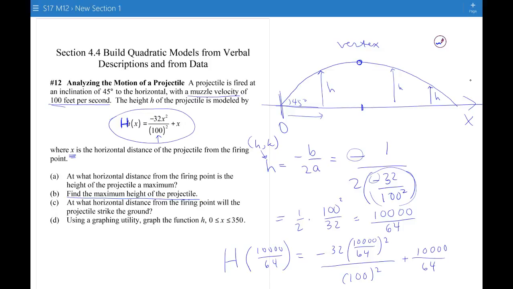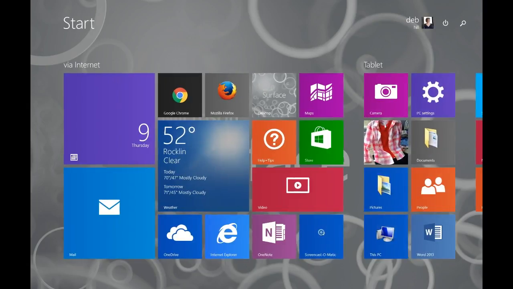Then it asks us, at what horizontal distance from the firing point will the projectile strike the ground? So we're talking about this spot right here. I'm going to let you think about that for a little while of how we could find that point. And then we'll make this graph together. So that's it for this section.